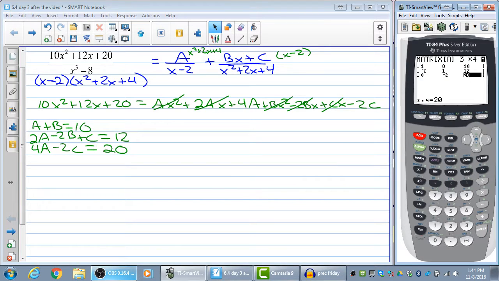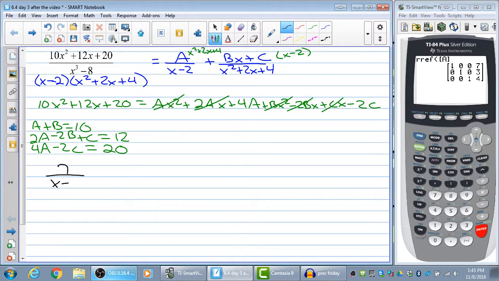We're going to quit out of there, go back into matrix, do the math, and it's RREF, reduced row echelon form. We want matrix A, and our A, B, and C is 7, 3, and 4. We end up with 7 over x minus 2 plus 3x plus 4 over x squared plus 2x plus 4. So sometimes it's easier to do it by hand. Well, I think that's the next one I'm going to do. Sometimes easier to do the calculator. You have to decide.